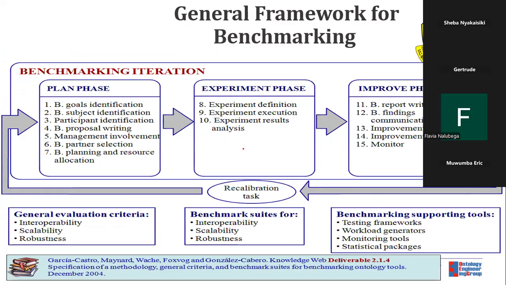So this is a summary of these steps. Here we have a general framework for benchmarking. You have the plan phase, experiment phase, and then the improve phase. So all of these are essentially what we've been discussing already, the steps that we have been looking at, but simply put in a framework: identification of goals, subject identification, participant identification, and so on and so forth.